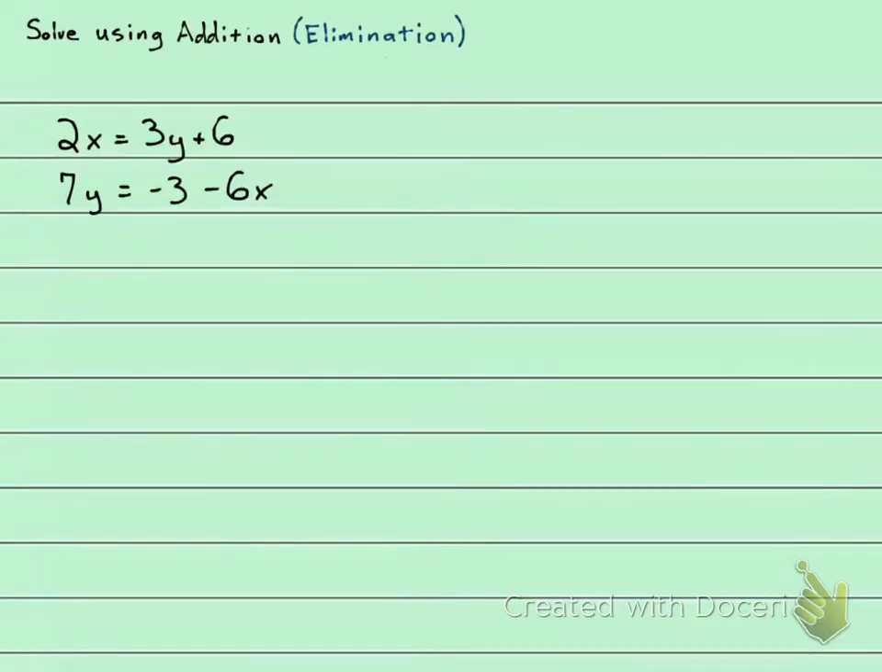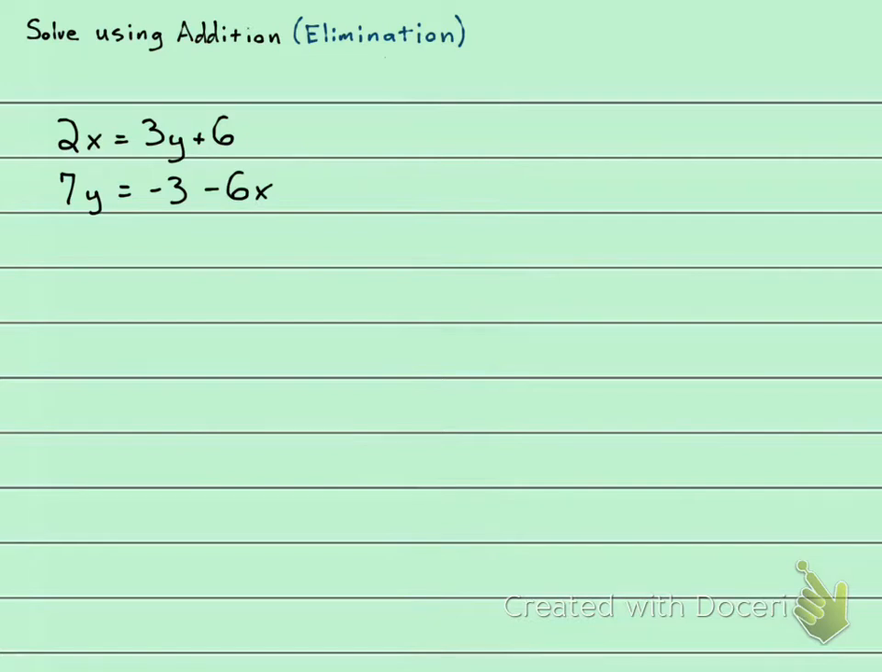I'm going to solve this system of equations using the addition method, which is also known as the elimination method, because one of your variables is going to eliminate, either the x's or the y's. And if you look right now, the first thing to notice is that these two are not in the same order. So I do need to have my x's stacked up on top, my y's stacked up on top, and my constants stacked up on top.